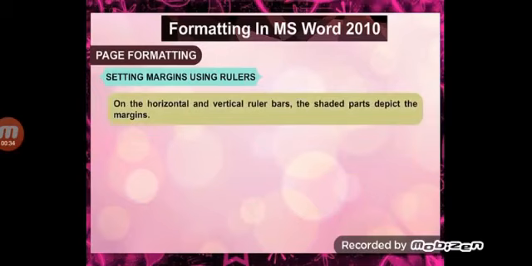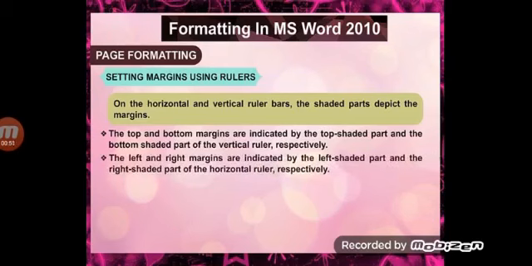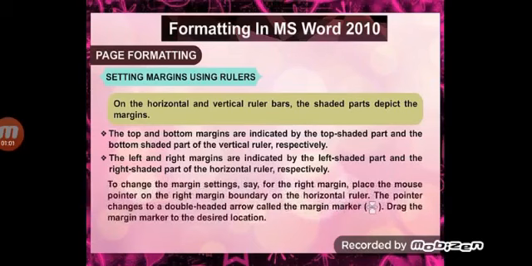On the horizontal and vertical ruler bars, the shaded part depicts the margin. The top and bottom margins are indicated by the top shaded part and the bottom shaded part of the vertical ruler respectively. The left and right margins are indicated by the left shaded part and the right shaded part of the horizontal ruler respectively.